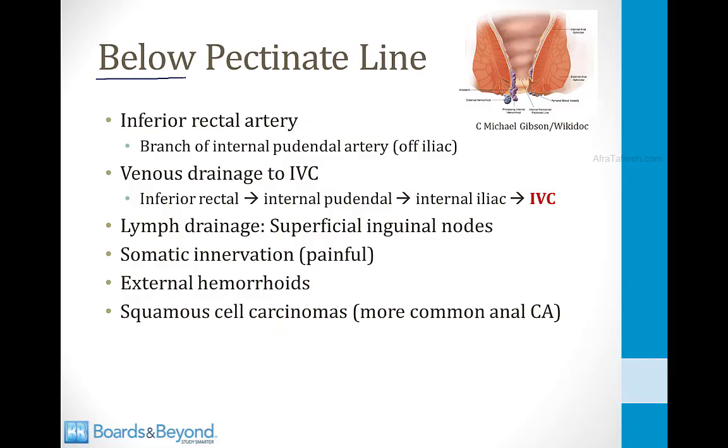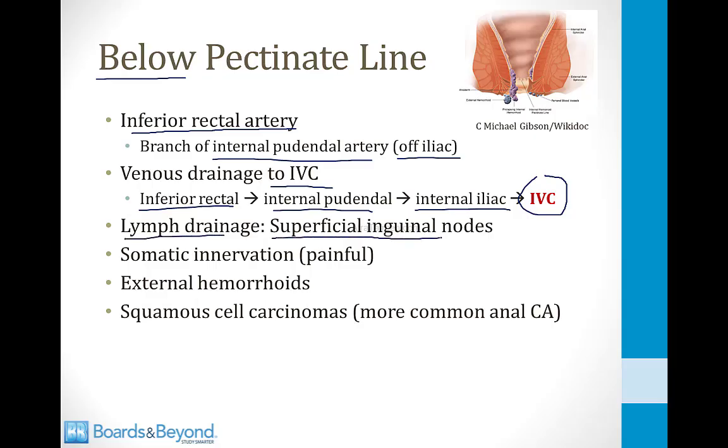Below the pectinate line, things are different. The blood supply here is from the inferior rectal artery. This is a branch of the internal pudendal artery off the iliac artery. The venous drainage is to the inferior vena cava. It goes via the inferior rectal vein to the internal pudendal vein, to the internal iliac, and then to the IVC. So you will not see hemorrhoids and swelling of these veins in patients with portal hypertension because this venous system does not drain into the portal system. The lymph drainage here is to the superficial inguinal nodes. This is just like drainage from skin. Remember I said that the epithelium here is very similar to skin.